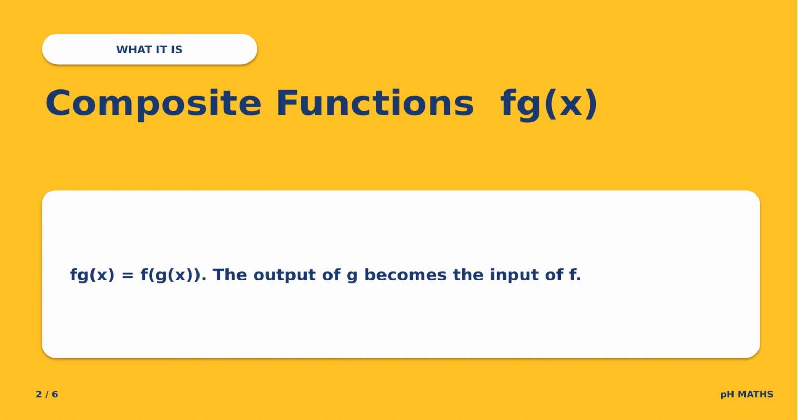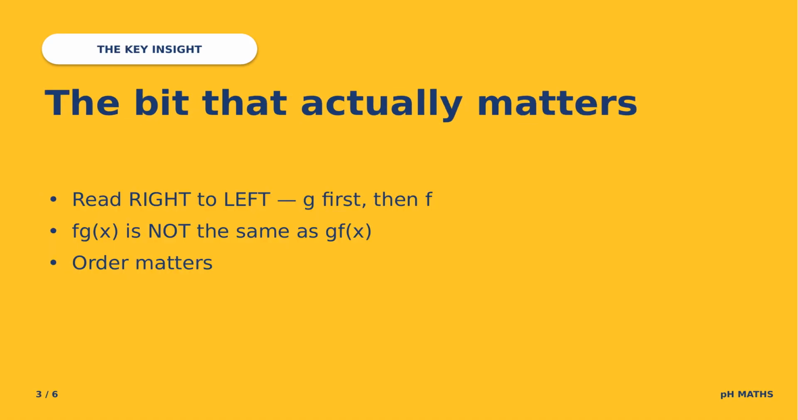Two operations stacked. Key insight: read right to left. The function closest to x is the one you apply first. So in fg of x, g is right next to the x. G goes first. Then f acts on whatever g produced. Fg of x is not the same as gf of x. The order matters, exactly like the order matters when you do operations on a calculator.